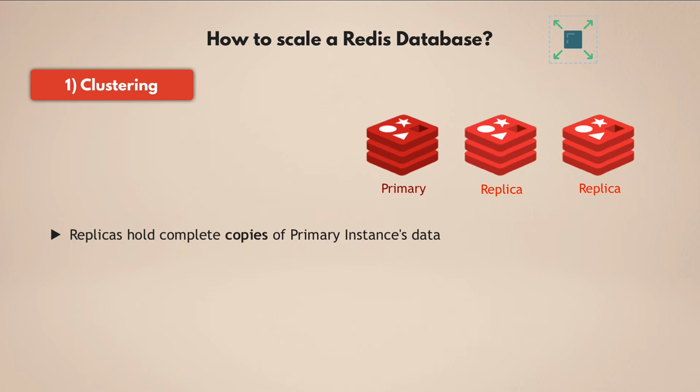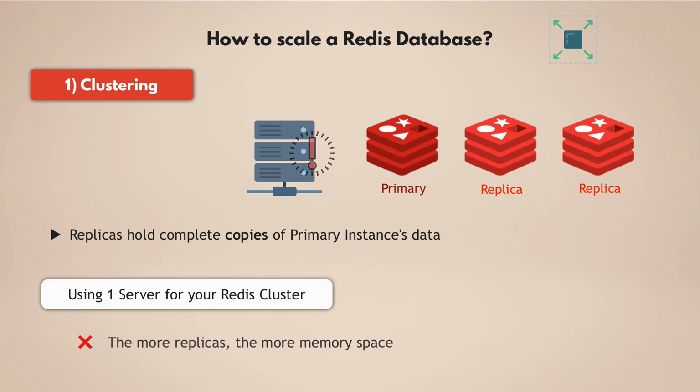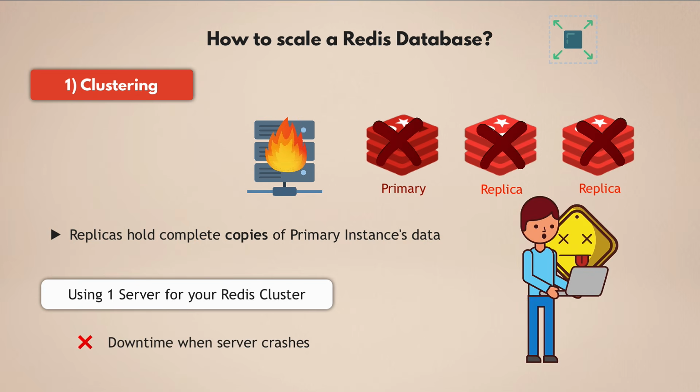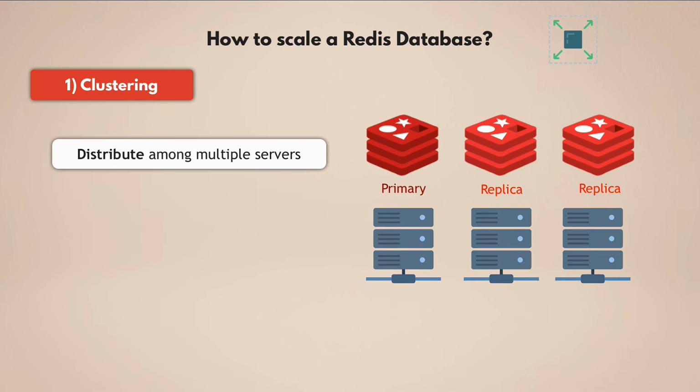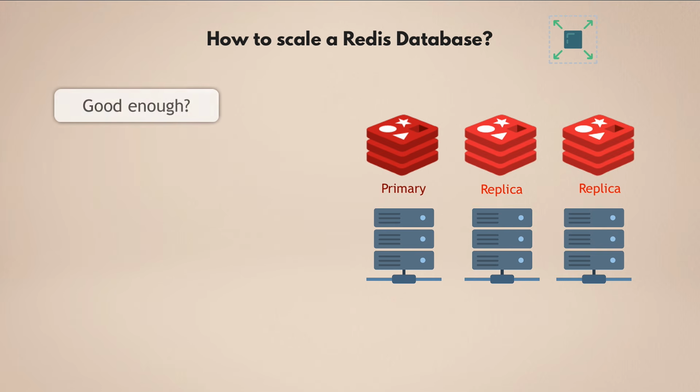Now, these replicas will all hold copies of the data of the primary instance. So the more replicas you have, the more memory space you need. And one server may not have sufficient memory for all your replicas. Plus, if you have all the replicas on one server and that server fails, your whole Redis database is gone and you will have a downtime. Instead, you want to distribute these replicas among multiple nodes or servers. So for example, your master instance will be on one node and two replicas on other two nodes. Well, that seems good enough.